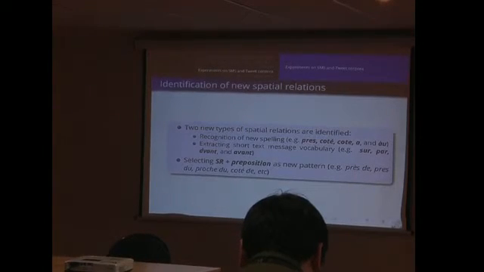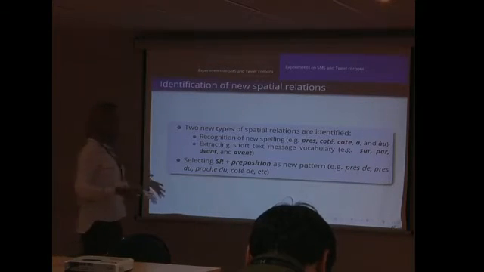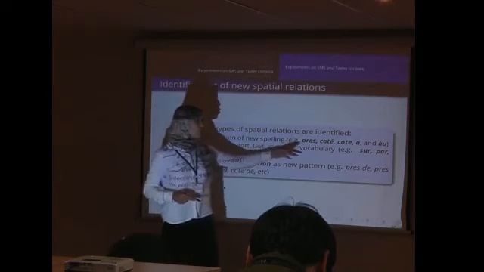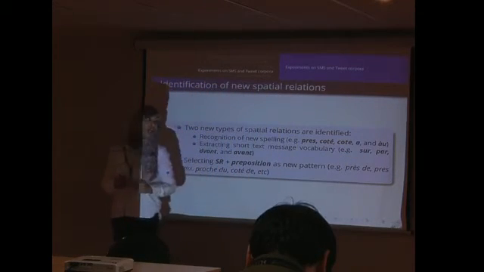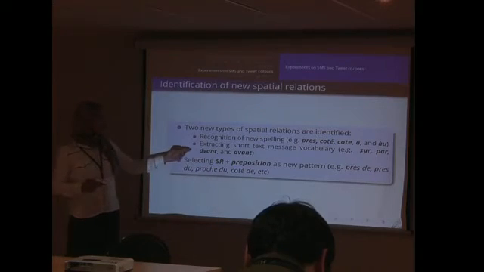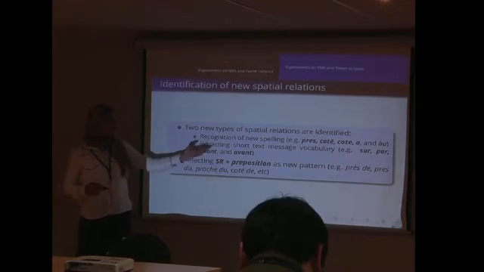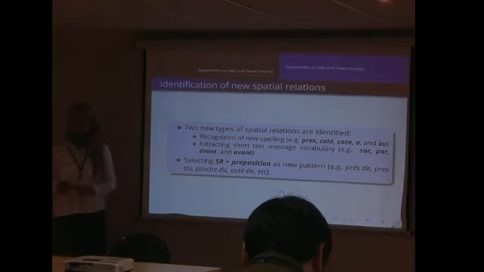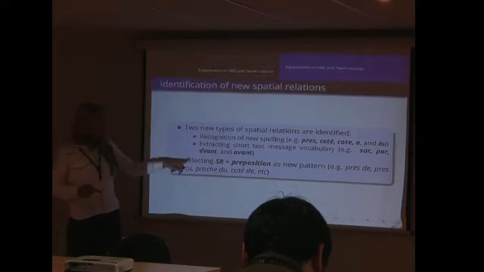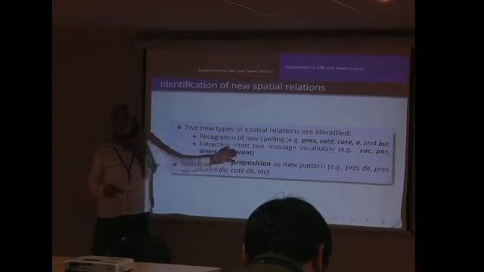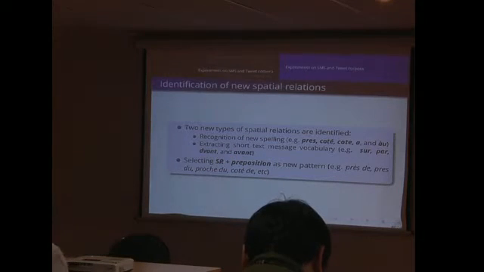So for the identification of new spatial relations, we identify 2 types. The first one is recognition of new spelling, which is the initial relations without or with the accent, and also we were able to identify a new vocabulary of spatial relations such as sur, par, devant without e, and avant, which is more a temporal relation. And we select as a new pattern spatial relation with preposition.